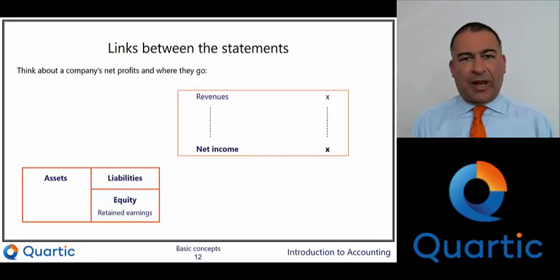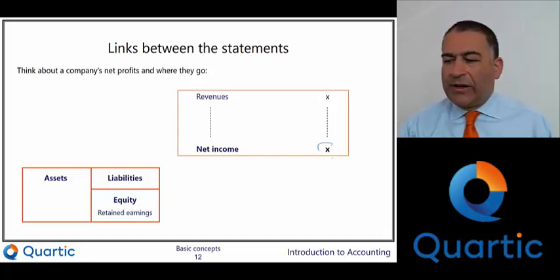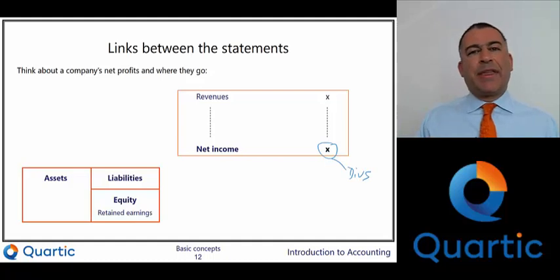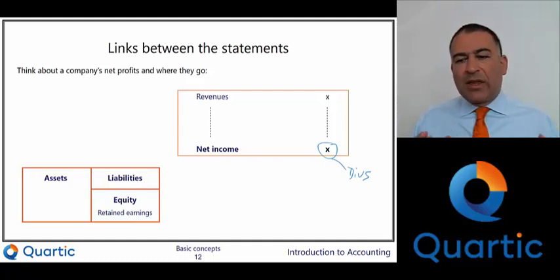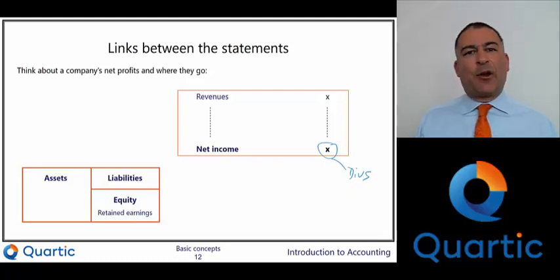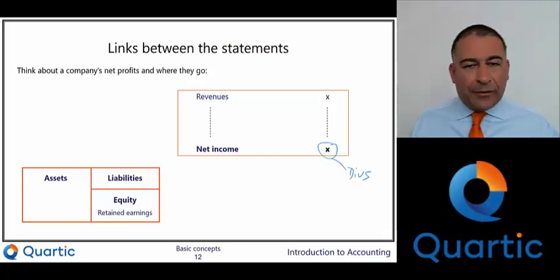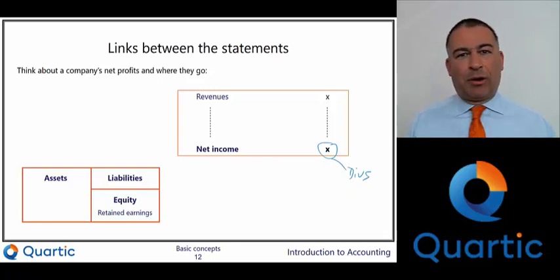Now let's link up the two statements. We've already talked about net income, and we've already said some of that may be paid out as dividends. What happens to the rest of it? Now think about the company's balance sheet. The balance sheet represents what the company has got, what the company owes, and the net equity of the business. If the company makes lots of profit but pays it all out as dividends, then it can't grow.